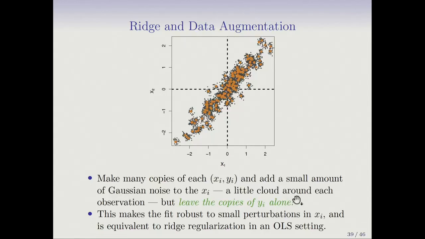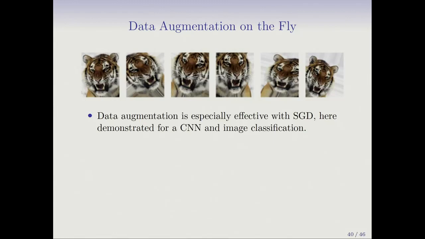So what this does is make the fit robust to small perturbations in each of the Xi's. And it turns out, in an ordinary least squares setting, this is exactly equivalent to ridge regularization. So that's the heuristic that we want to use in the case of images.